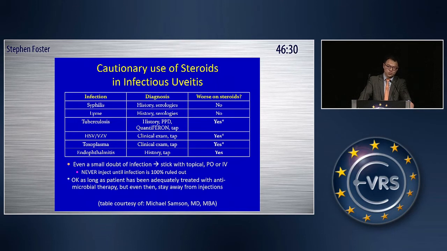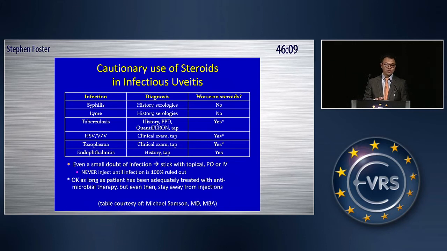So even in infectious uveitis, steroids can still make things look better at first. Syphilis, you want to diagnose with history and serology. Is it worse on steroids? No, not typically, but you're never going to address the problem. Lyme also doesn't get worse on steroids, but also by history and serologies, you can diagnose it. With TB, yes, it does get worse on steroids.